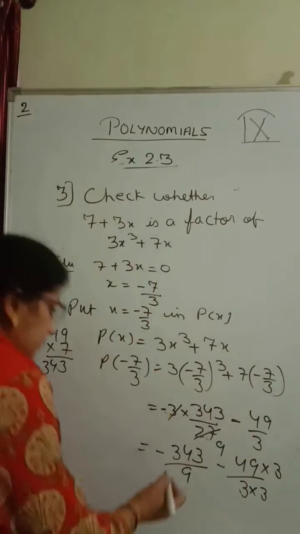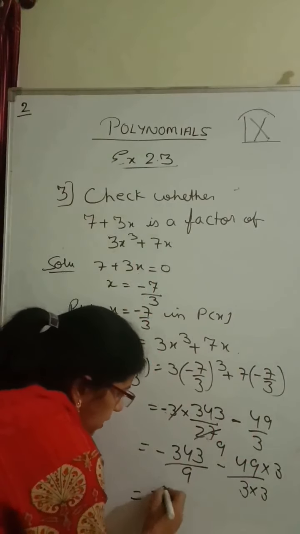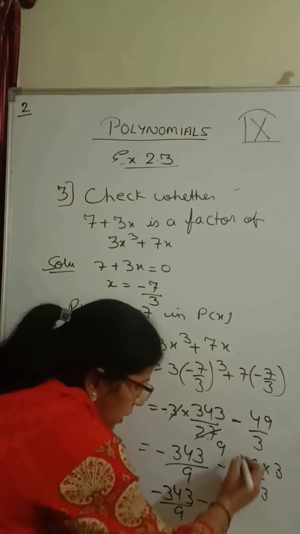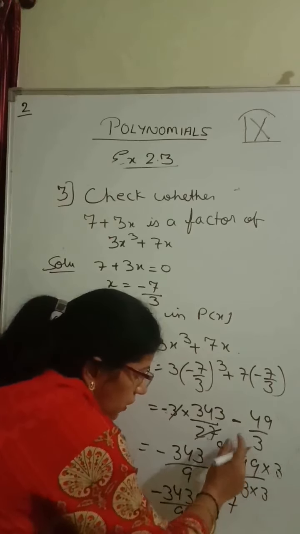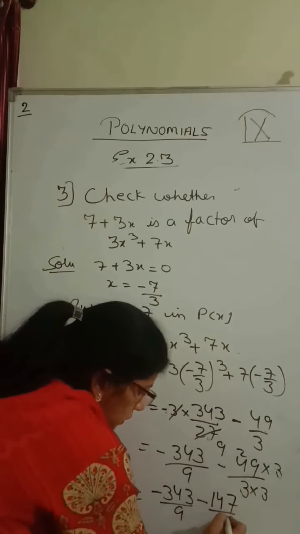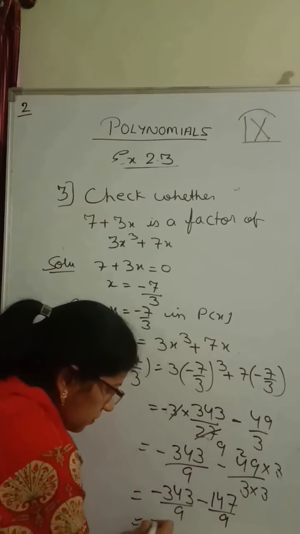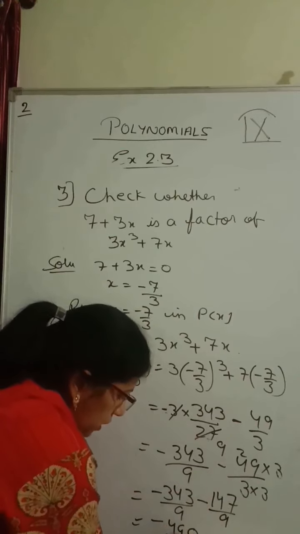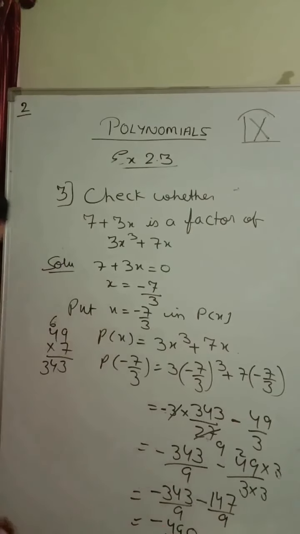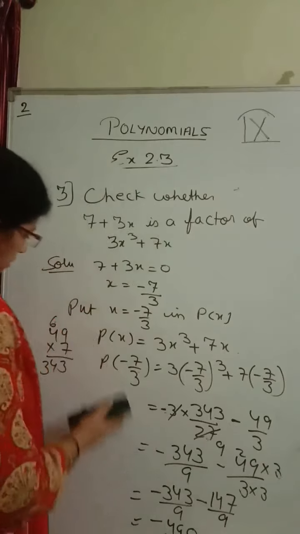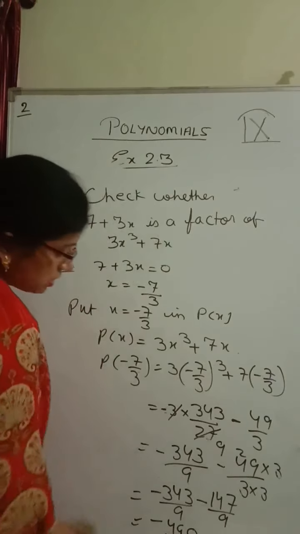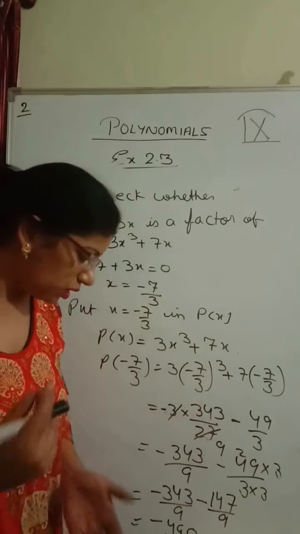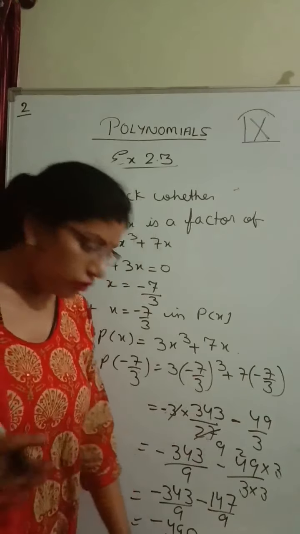So I am doing like this. So this will become minus 343 upon 9 minus 9 3s are 27, carry over 2, 4 3s are 12, 13, 14 upon 9. So minus minus plus, minus 7, 8, 9, 10, 0, carry over 1, 9 4s 90 upon 9. Okay, so this is your remainder. So we will write, because the remainder is not 0, therefore this is not a factor of this polynomial. Okay, that's all for this exercise.